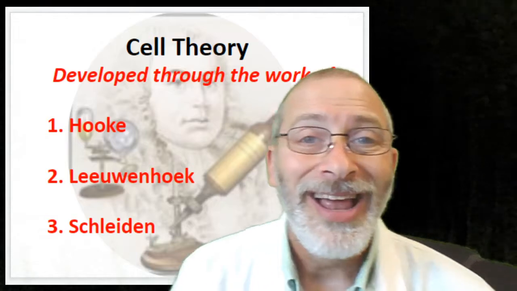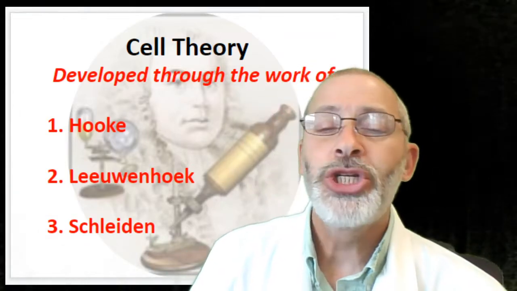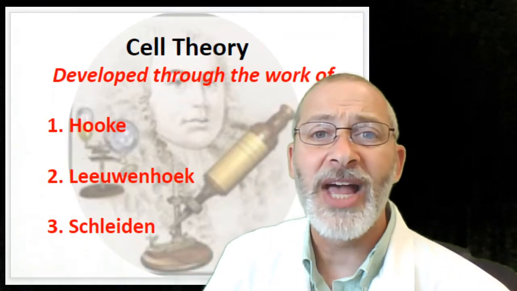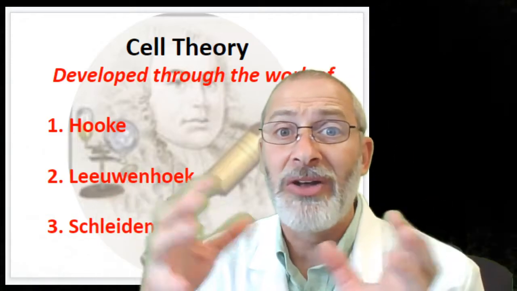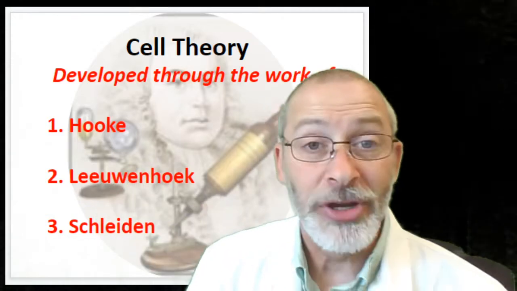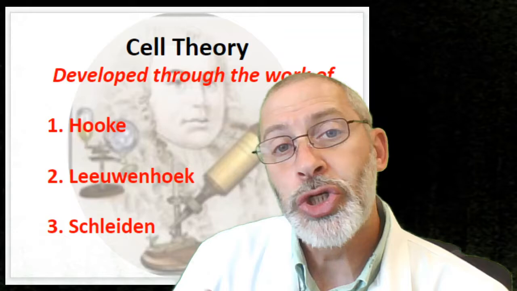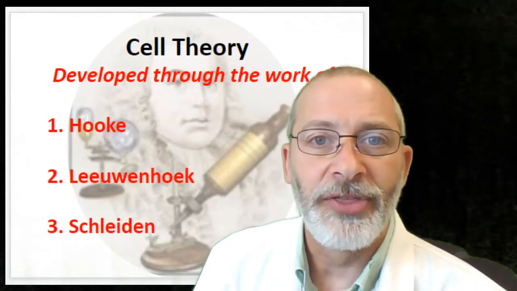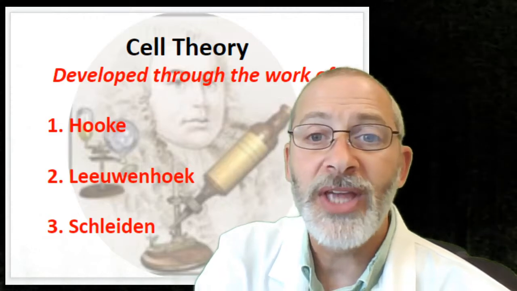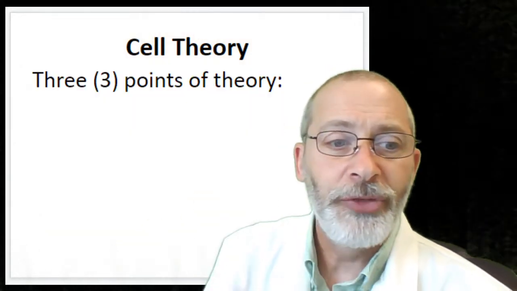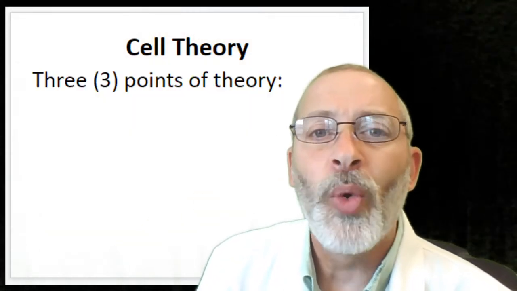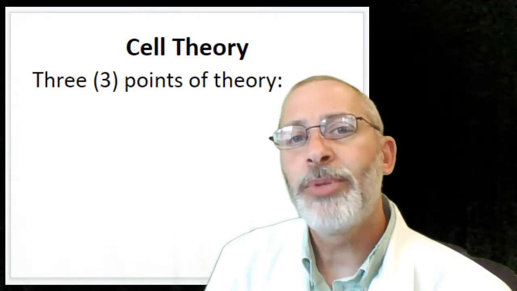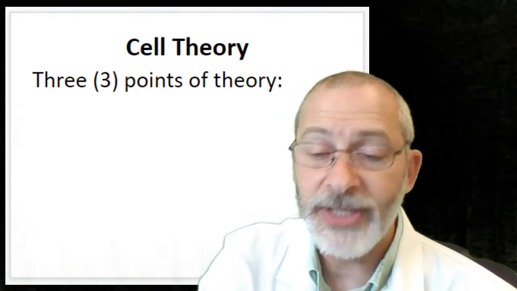Schleiden. So Hooke, Leeuwenhoek, and Schleiden. And these 3 scientists, not necessarily all together, but at different times even, they contributed different ideas to what we call the cell theory. So let's get right to the cell theory, shall we? There are 3 main points of this particular theory. So let's list them now.